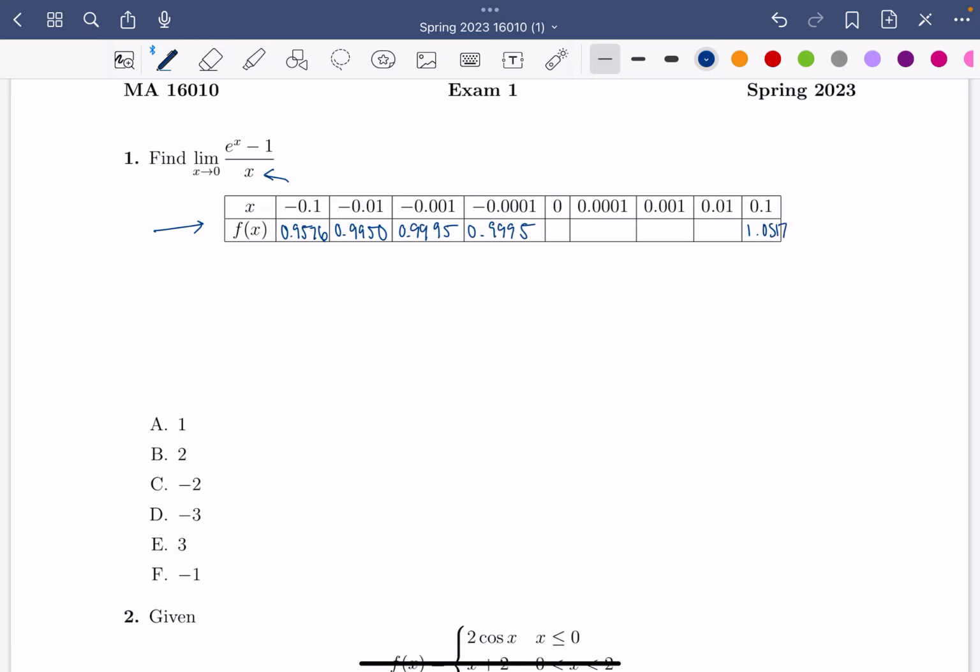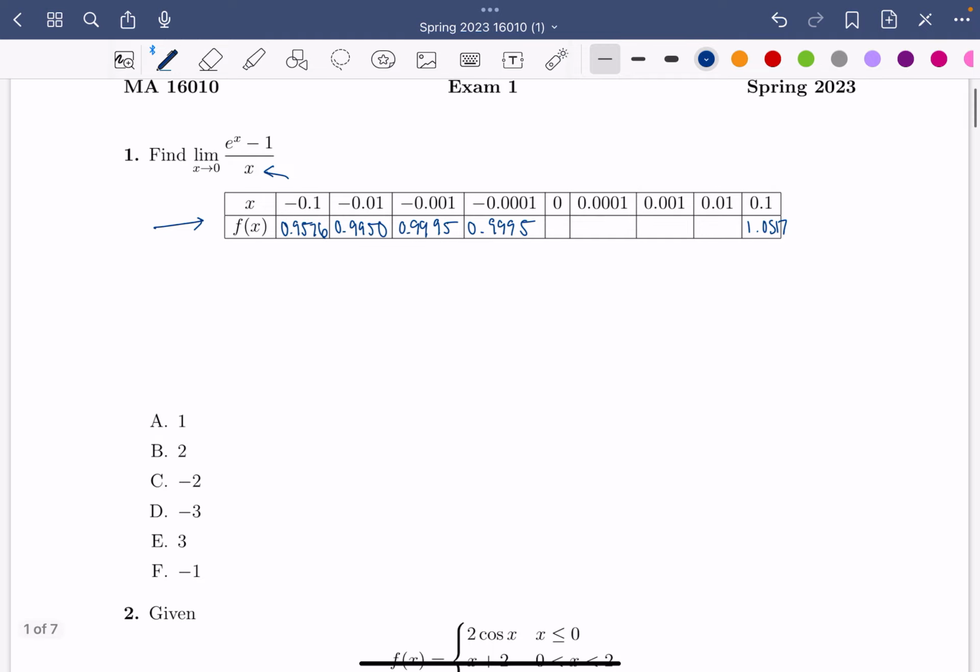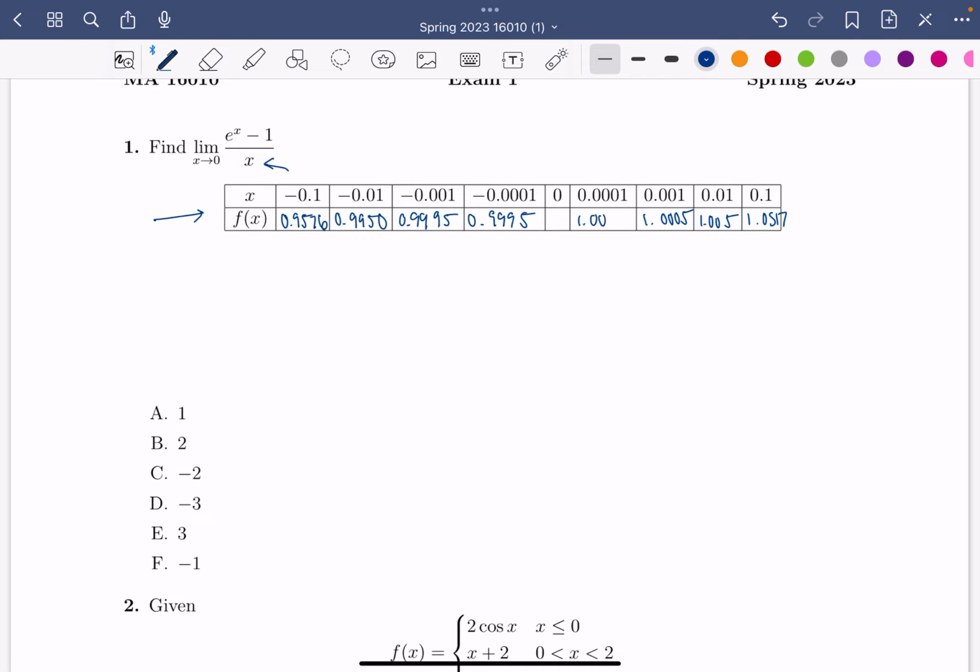Now from the right side, for 0.1, we get 1.0517. For 0.01, we get 1.005. For 0.001, we get 1.0005. And finally, for 0.0001, we get 1.0.